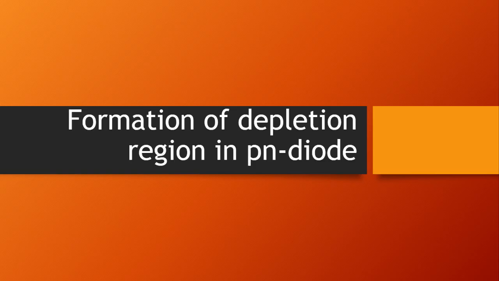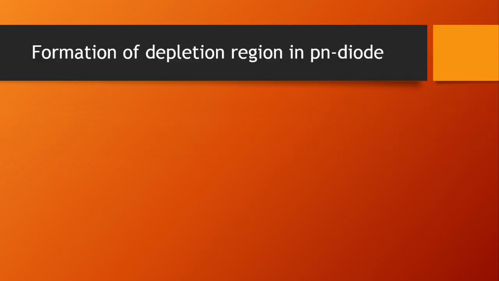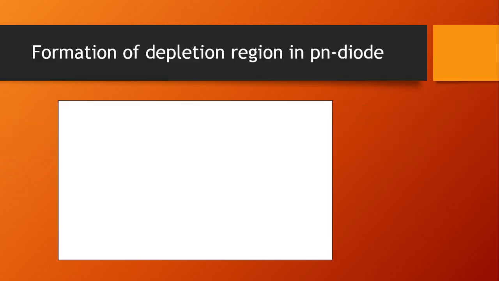Hello everyone, we will see the formation of depletion region in PN junction diode. Consider a single crystal of a pure semiconductor, that is intrinsic semiconductor, could be of anything, silicon or germanium.